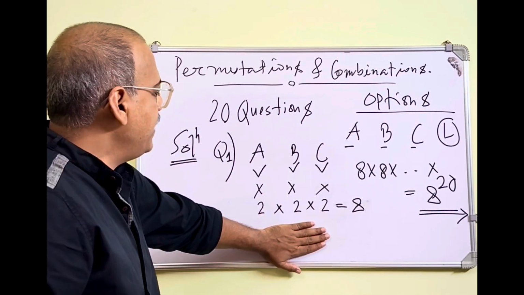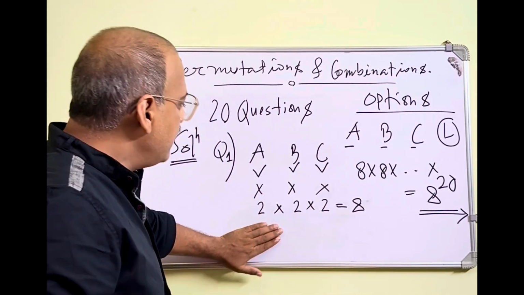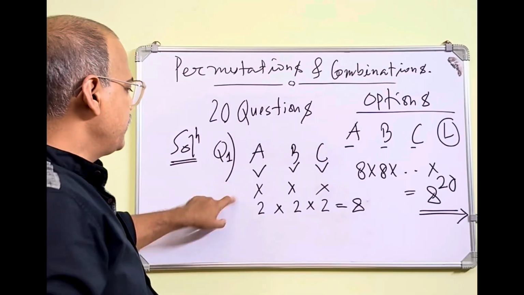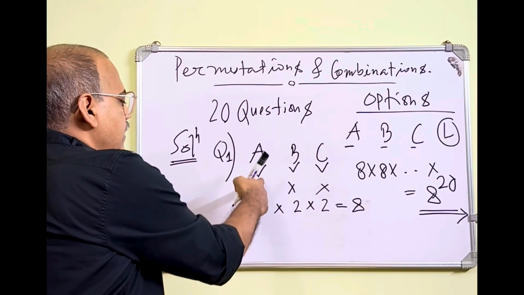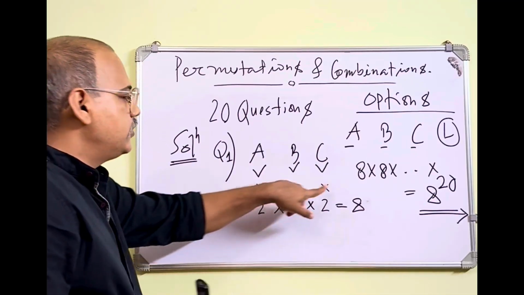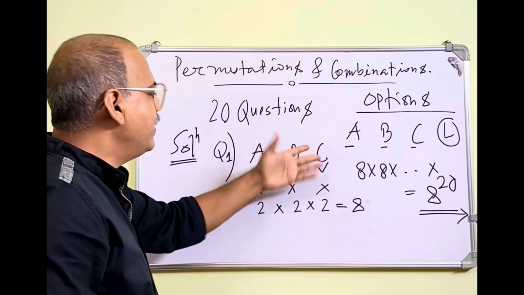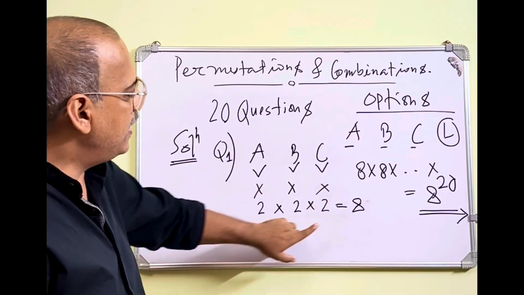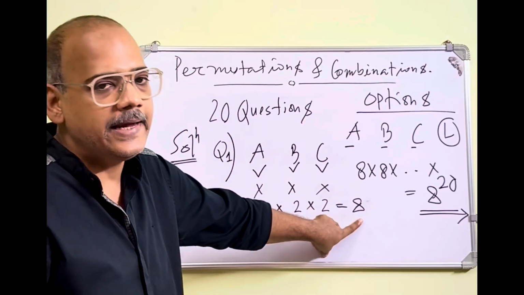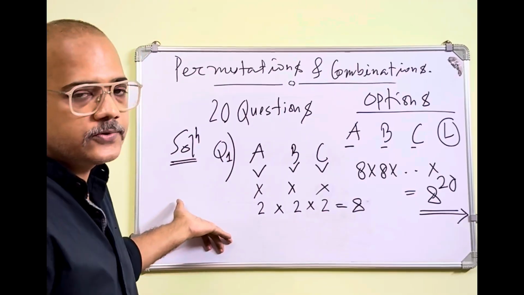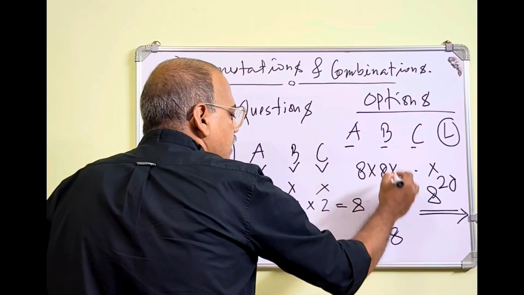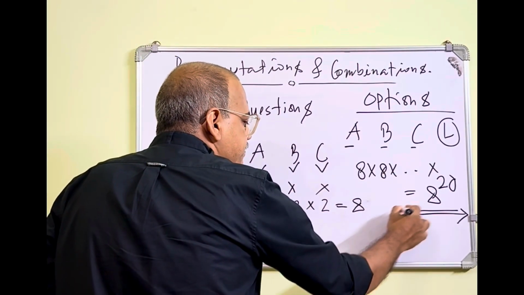Now the question may arise, does this include the leave option? Definitely. If you cross all 3, it means you leave the question. So every single question can be answered in 8 different ways. There are 20 such questions. So the total number of answer sheets would be 8 to the power 20.